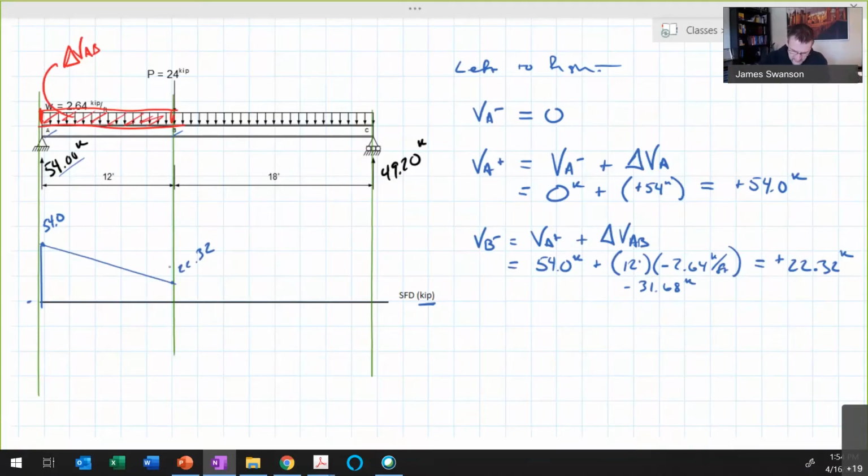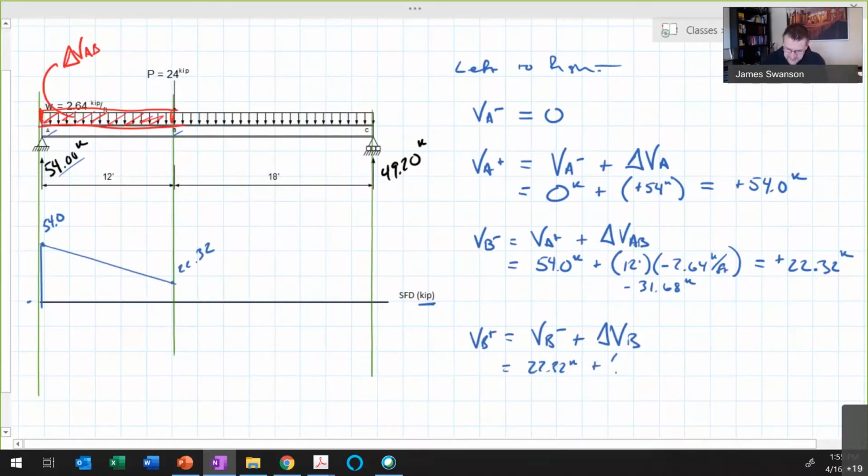Now at point B, we have a concentrated force acting. So we could say that the shear force to the right of point B is equal to the shear force to the left of point B plus the change in shear at point B. So that's equal to 22.32 kips plus the change in shear, which is equal to the magnitude of the load. It's acting downward, so it's a negative 24 kips. That means that the shear force just to the right of point B is equal to minus 1.68 kips. So it's just below that axis, minus 1.68.